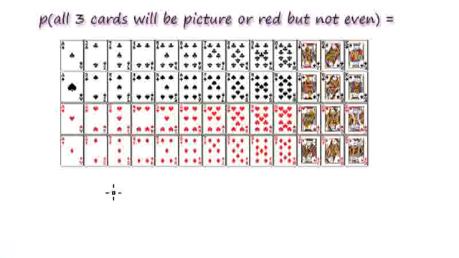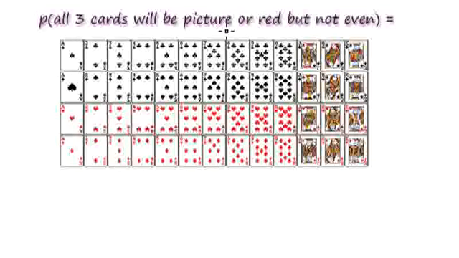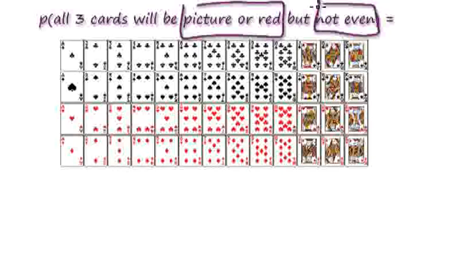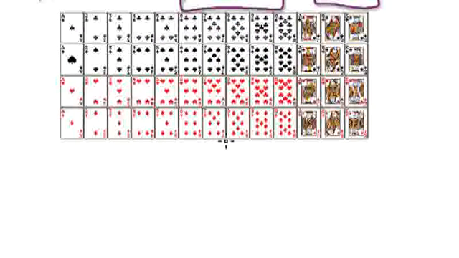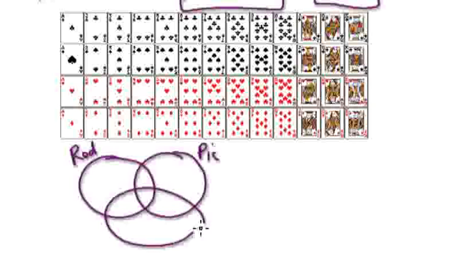Okay, so the first part is to draw the Venn diagram. So let's draw the Venn diagram. Remember, picture or red but not even. So let's represent that. This could represent our red, this will represent our picture cards, and this one will represent even.